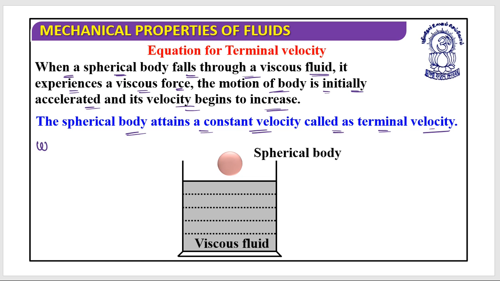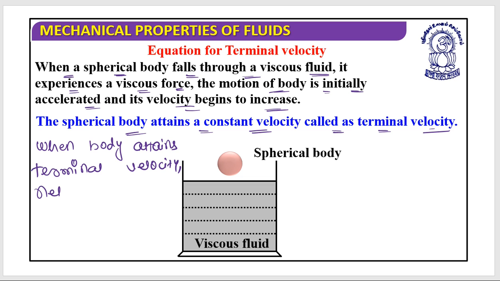So when the body attains terminal velocity, the net force acting on the body is zero. No net force is acting on the system, on the object, when it has achieved the terminal velocity.